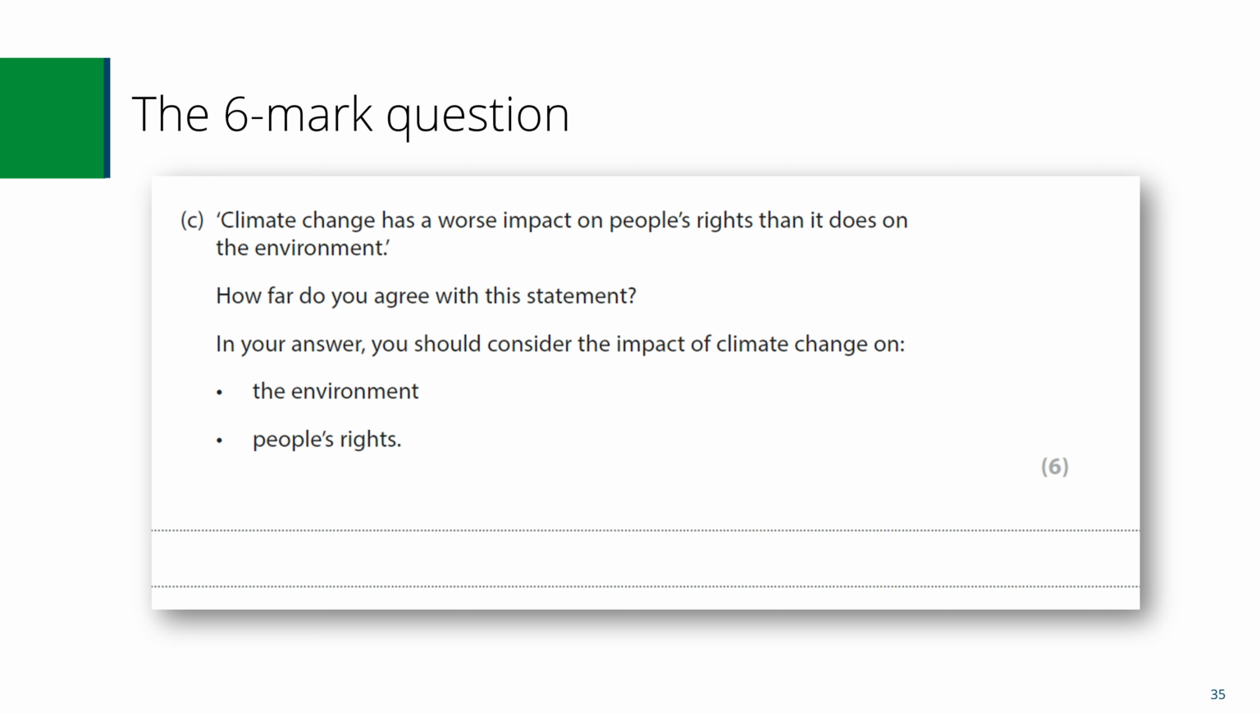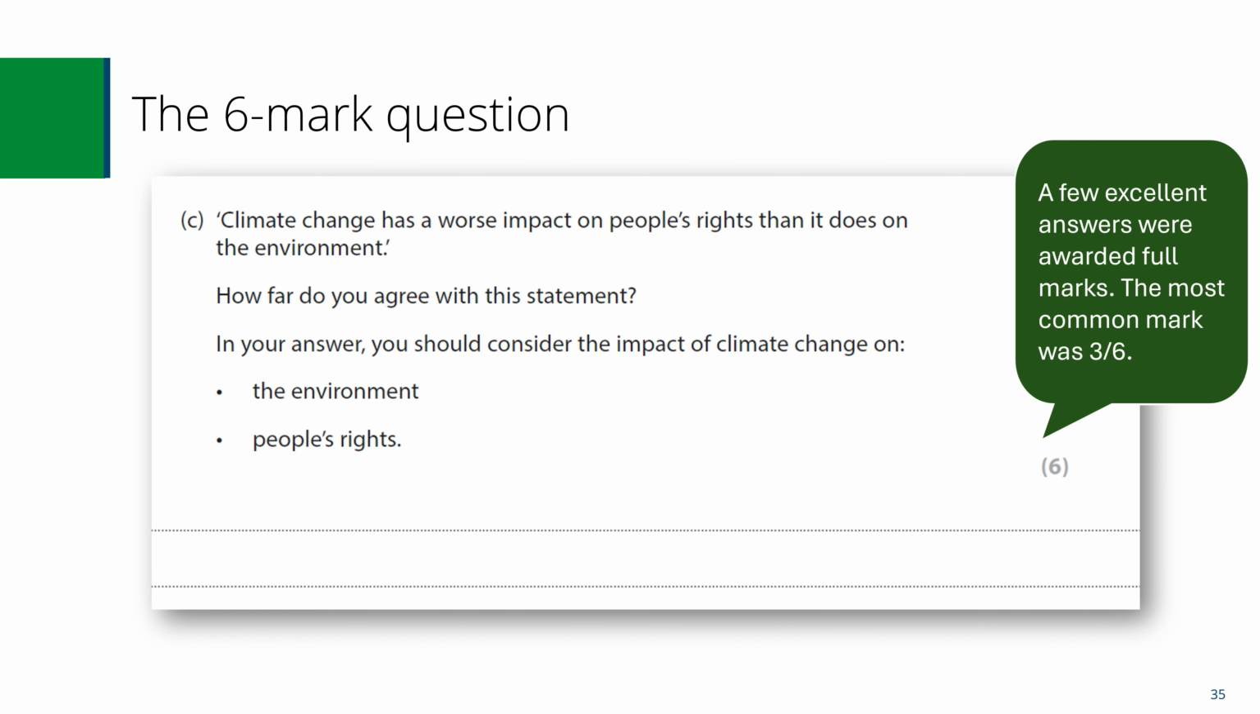This year's question asked them to discuss the statement, climate change has a worse impact on people's rights than it does on the environment. Do you agree? This allowed them to tell us a little something about people's rights, human rights, and something about the environmental impacts of climate change, and then to very briefly weigh up the 2 issues and tell us whether they agree or disagree. There were some excellent answers, but it has to be said that the most common mark awarded was 3 out of 6.